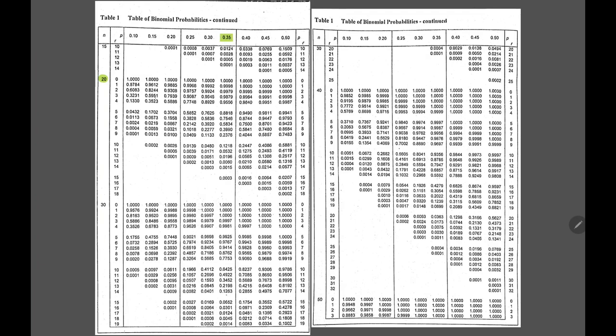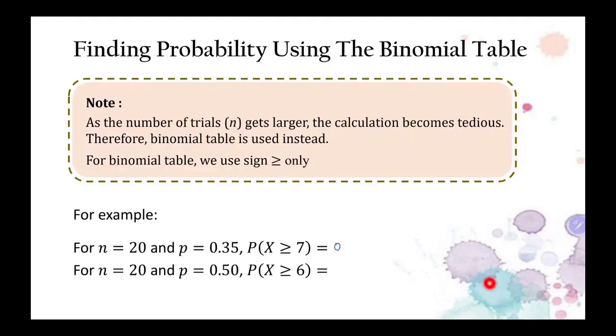And the question asks to find the probability x greater than or equal to 7. So we have here r equals 7 and p equals 0.35. So this one is 0.5834. So we have the answer 0.5834.